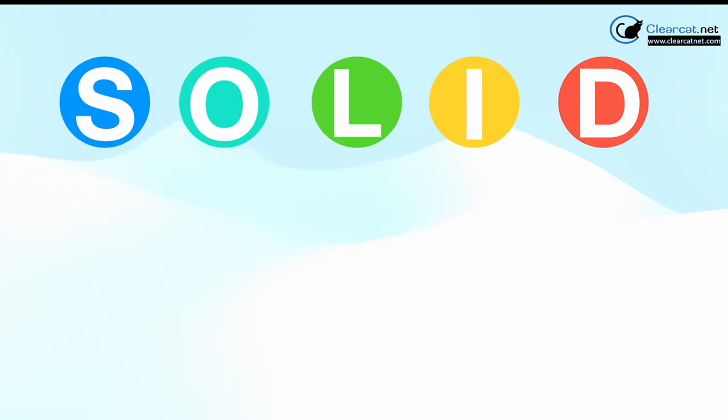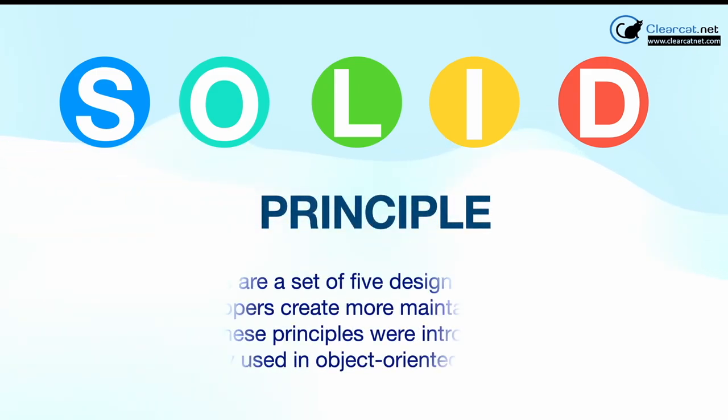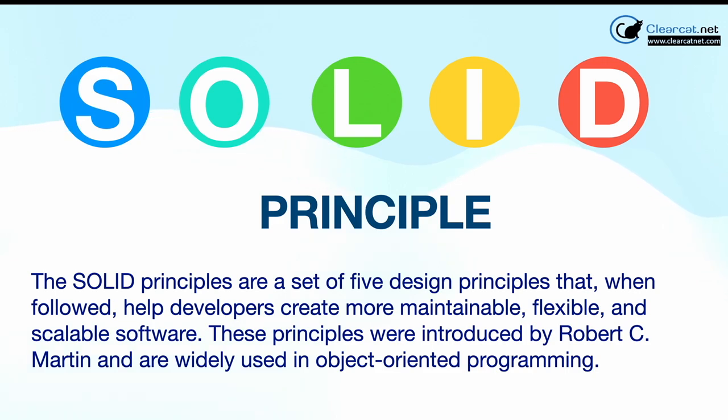SOLID principles, as the definition says, are a set of five design principles that, when followed, help developers create more maintainable, flexible, scalable software. These principles were introduced by Robert C. Martin and are widely used in object oriented programming. What does it mean? It helps us to avoid rewriting code, to remove unwanted dependencies, to make code more scalable and flexible, to perform unit tests easily, to achieve loosely coupled architecture, and so on.